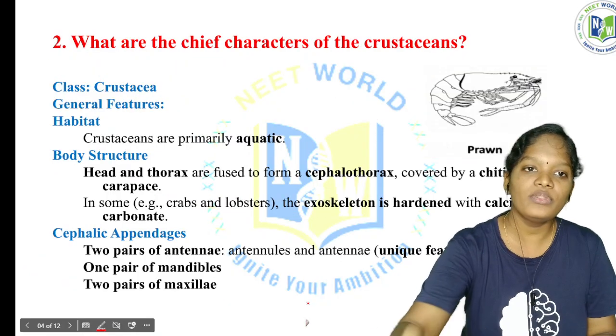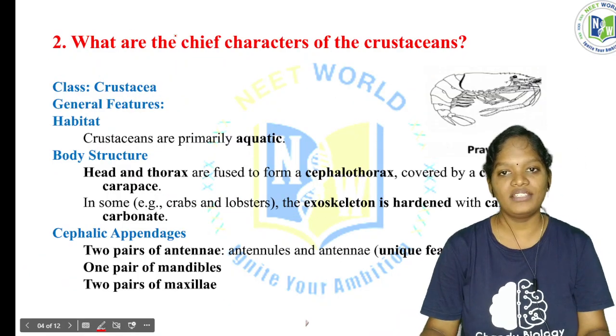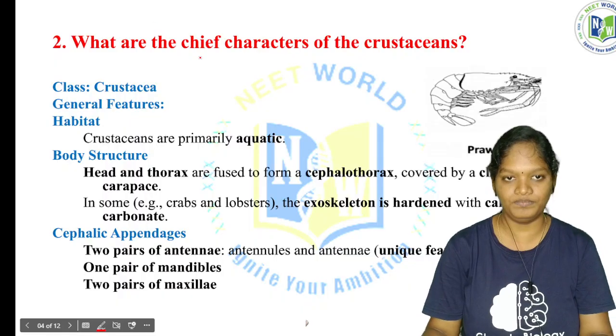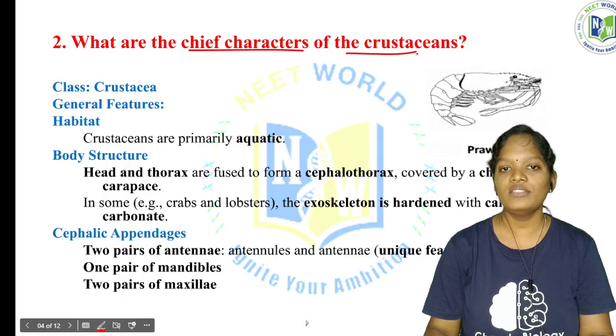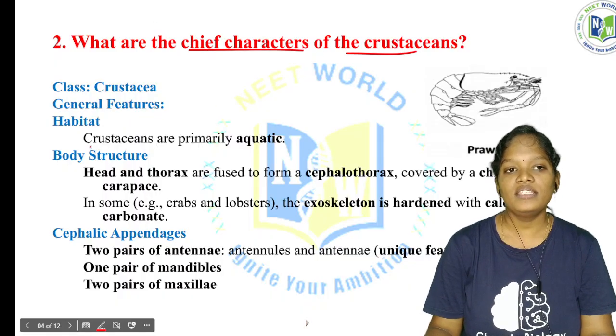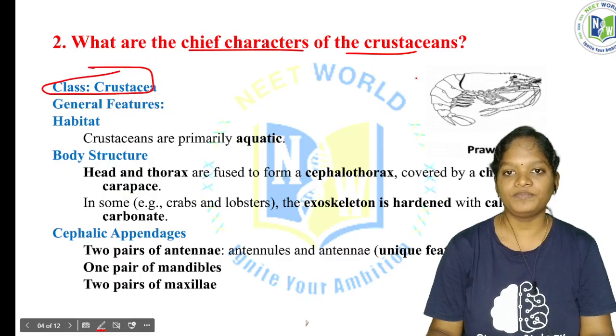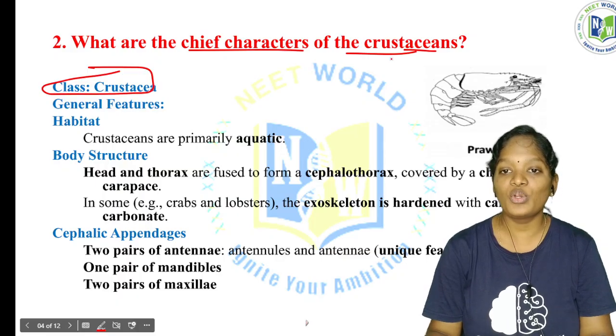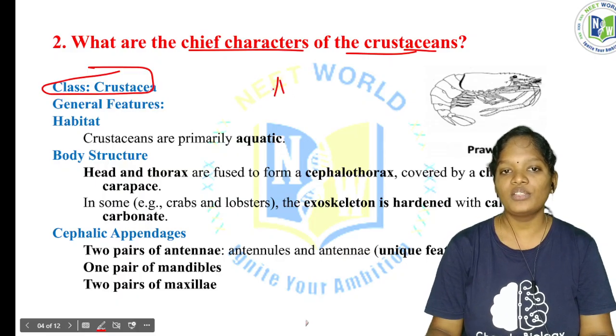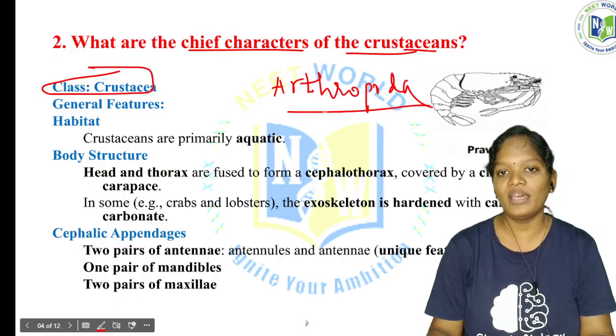Okay, so now the second question will be the chief characteristics of the crustaceans. See, crustaceans are again a class, placed under the phylum Arthropoda. The word arthro means jointed, and poda means appendages, so jointed appendages.